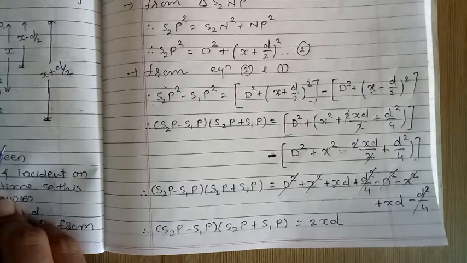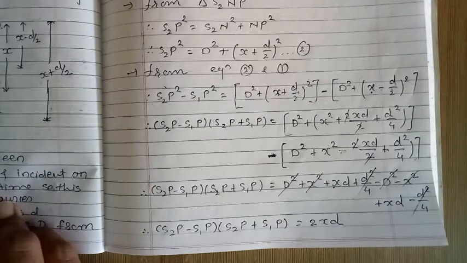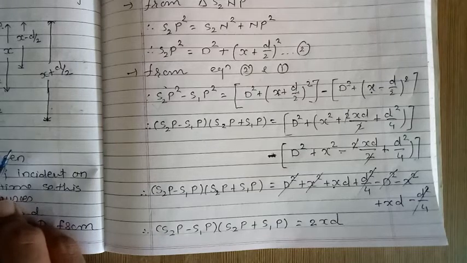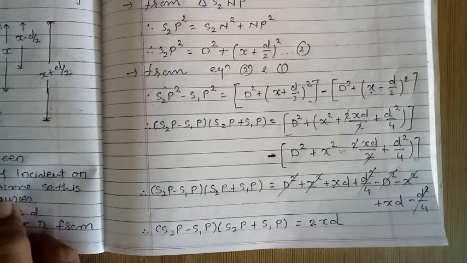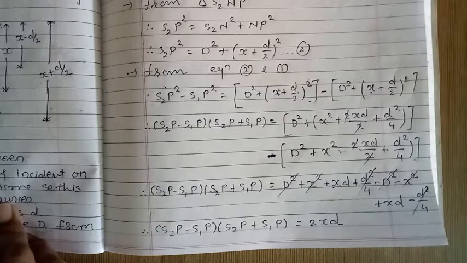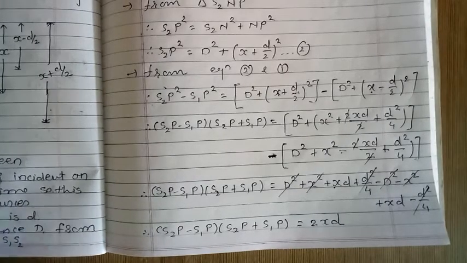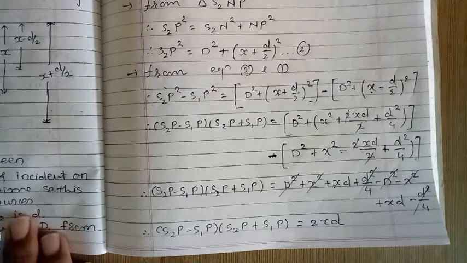But here the distance x and small d are very small as compared to capital D, because capital D is the distance between the two slits and the screen. So the value of capital D is very high as compared to x and small d. So here we can take the distances S1P and S2P as capital D.